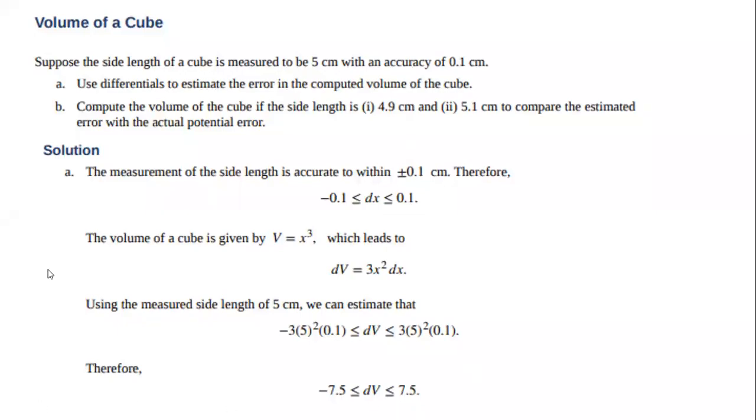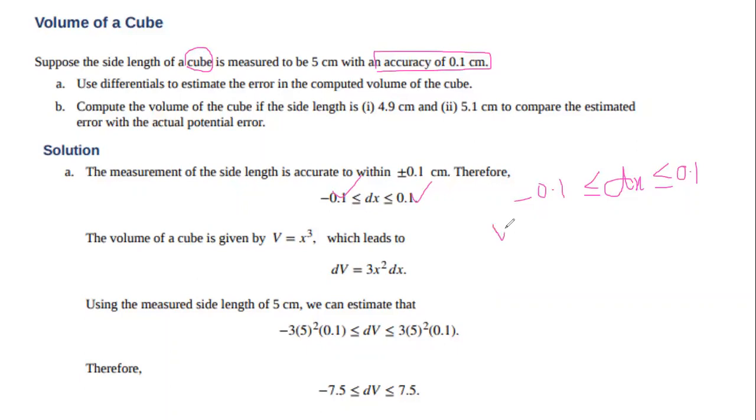Okay, so continue from volume of cube. As I said in the previous lecture, this value is basically the approximated tolerance. So tolerance may be positive or negative. So I will write that d of x will be less than or equal to 0.1 or greater than or equal to negative 0.1.